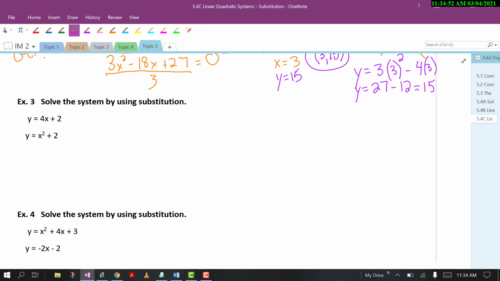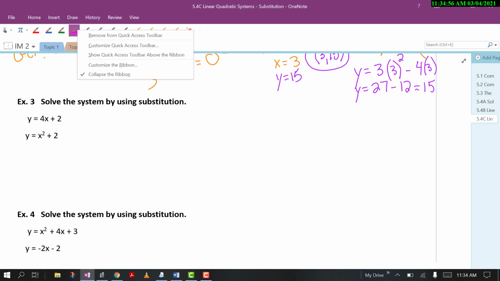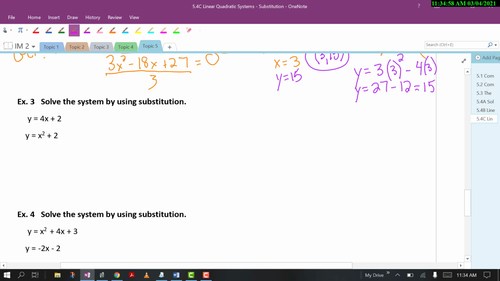Example 3. Now they're both set equal to y. So it doesn't really matter how you do this, because it's going to be the same thing either way. But again, I'm going to plug in the 4x plus 2 in for this y, because they're equal. But really what we're doing is we're setting the 2 equations equal to each other that are both equal to y. So if y equals 4x plus 2 and y equals x squared plus 2, then obviously 4x plus 2 has to be the same as x squared plus 2.